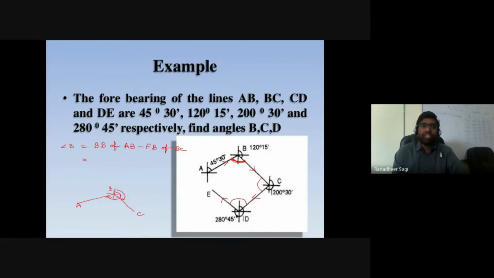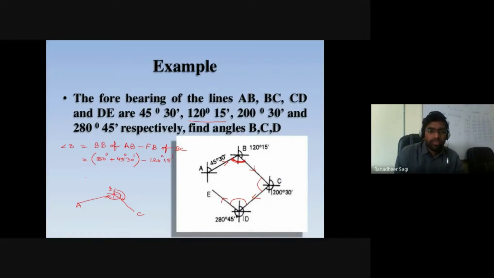And I know that the forebearing of the AB line is 45 degrees 30 minutes. So whenever your forebearing is less than 180, then the back bearing automatically comes out to be 180 plus your forebearing. So I can start writing here: 180 degrees plus 45 degrees 30 minutes is the back bearing of your line AB, minus the forebearing of the line BC, which is already directly given. So the forebearing of the line BC is nothing but 120 degrees 15 minutes.